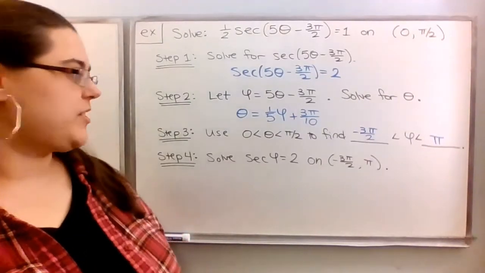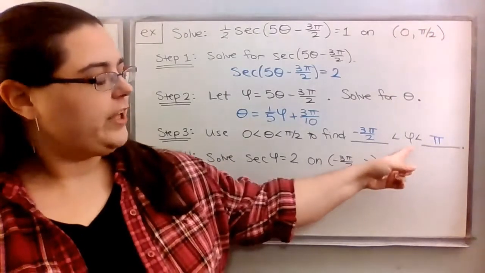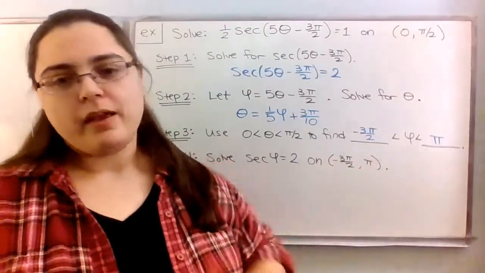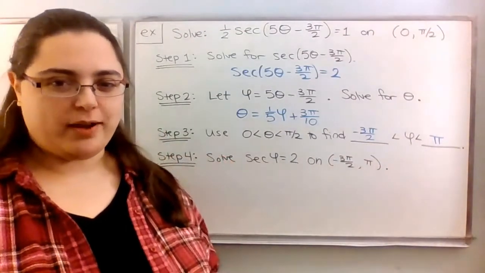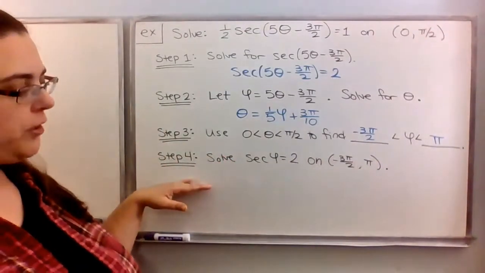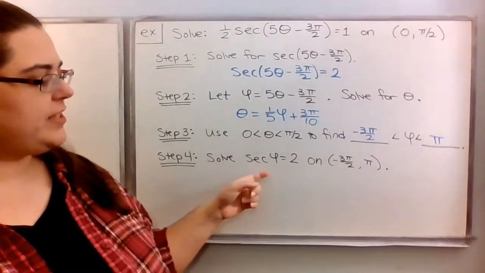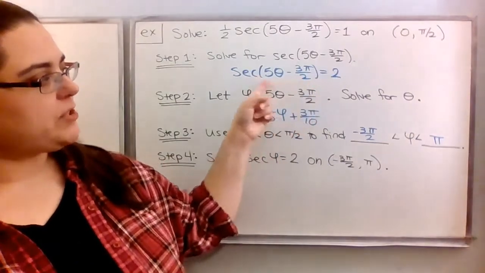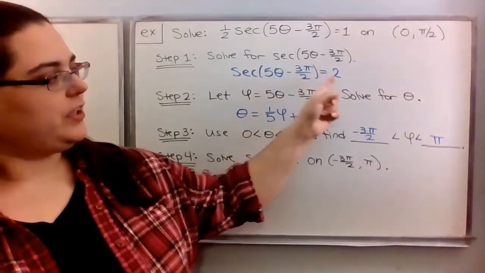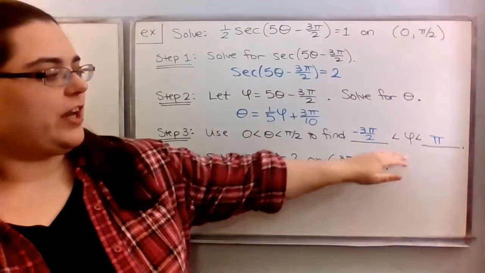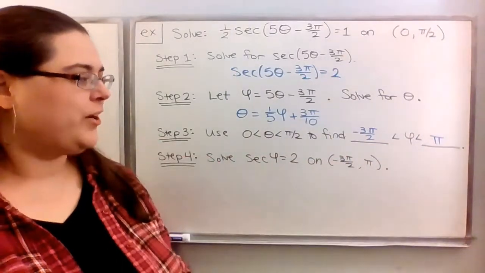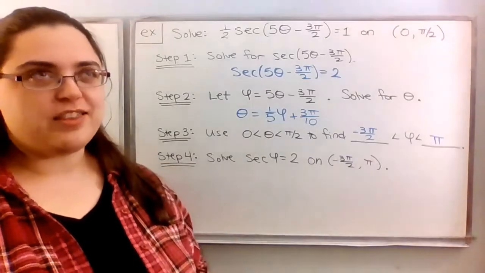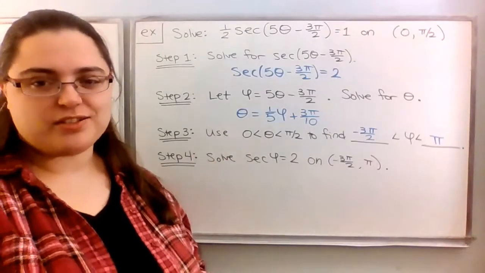Alrighty, so for step 3, I got that phi had to be between -3 pi over 2 and pi. So once we've transformed our boundaries, we can move on to step 4, and we're going to solve secant of phi equals 2. So what we've done is we've just replaced the mess with phi. So we have secant of phi equals 2, and we're going to solve it on this new interval. So see if you can find the solutions for that. There should be 2 solutions on that interval.